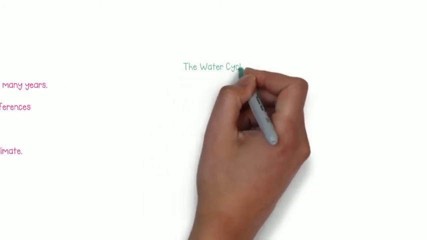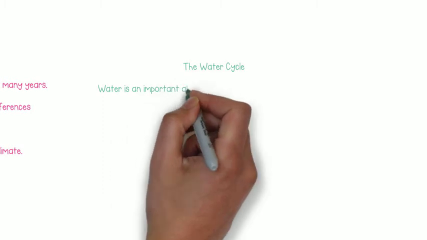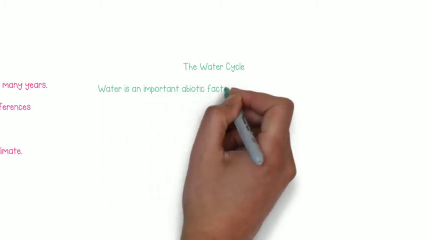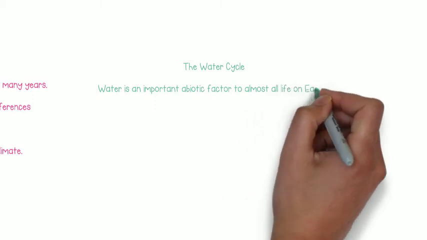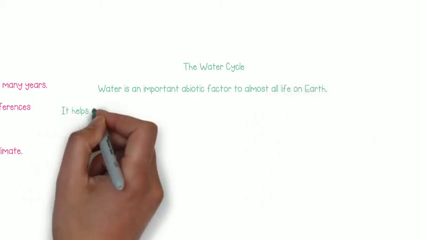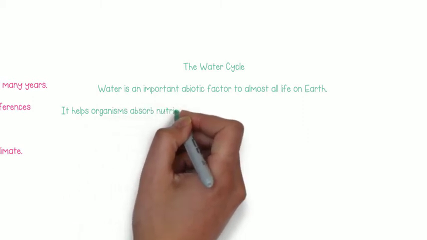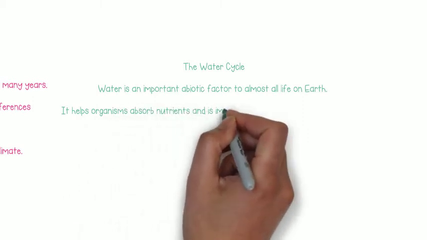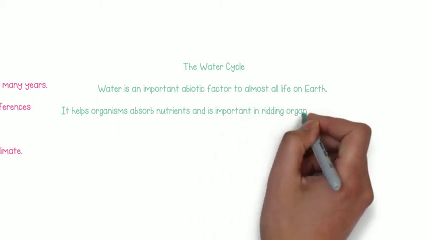The water cycle. Water is an important abiotic factor to almost all life on Earth. Water helps organisms absorb nutrients and is important in ridding organisms of waste. More organisms can survive in places with plenty of water. What happens if you hang damp laundry outside on a sunny day? Heat energy from the sun evaporates water from the clothes.